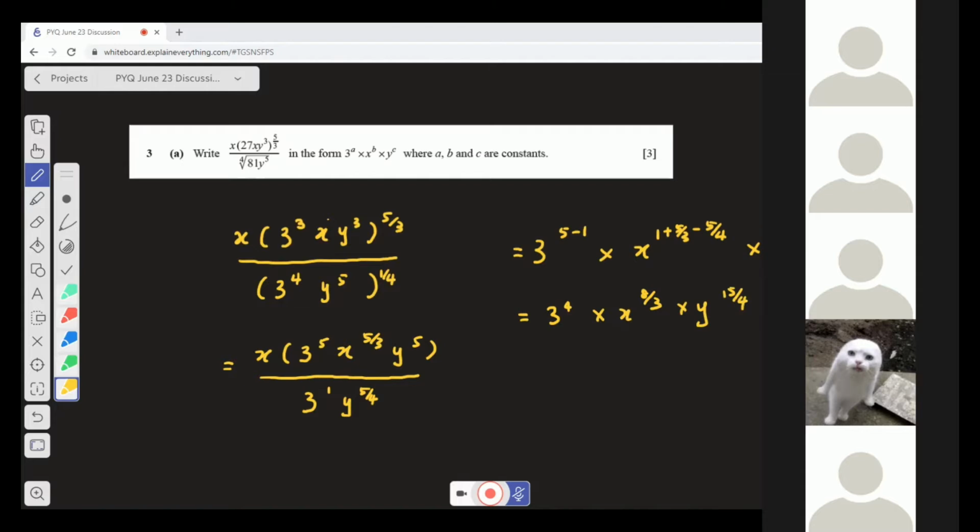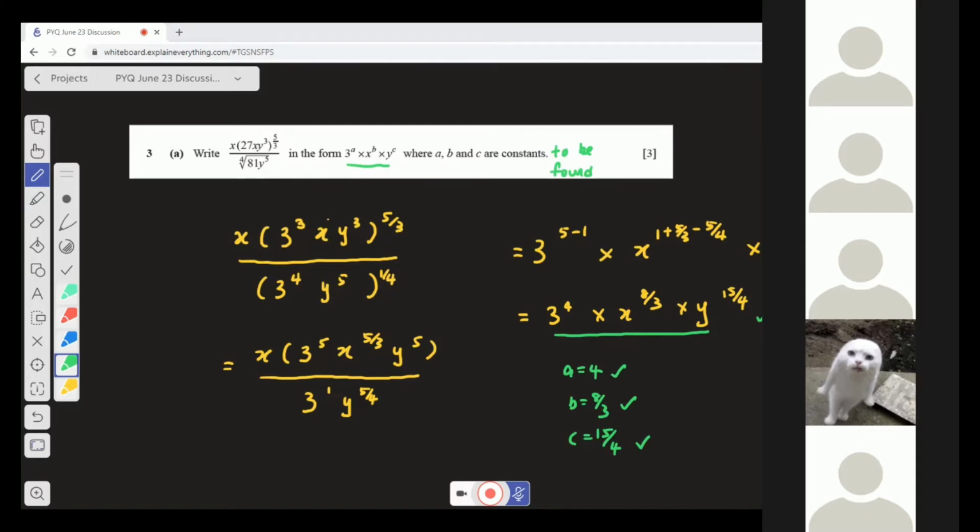Many students are actually very good. Students can get the answer, but the presentation is not well presented. So when the question says in the form of this, please give this form. You don't need to write a equals 4, b equals 8 over 3, c equals 15 over 4. It is not needed. But when the question changes, and says where a, b, c are constants to be found, then you have to label. Many students stop here and do not do this. So you must look at what the question asks and give what the question wants. Don't give away the mark so easily. It's a free mark question.